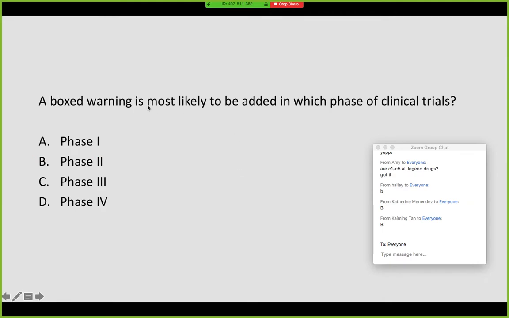Okay, so next question. A boxed warning is most likely to be added in which phase of clinical trials? Right, D. Phase 4, that's where you're looking for the rare side effects. So this is most likely where you're going to get a boxed warning, because the drug's being given at that point to a very large population of people.